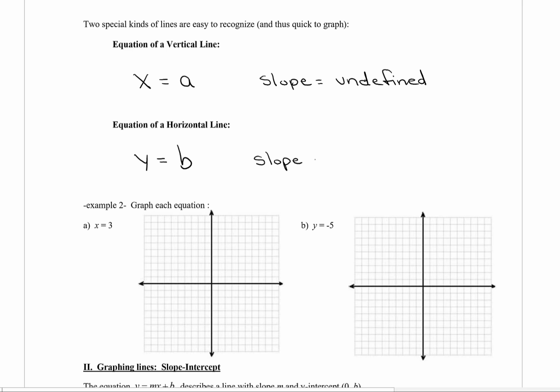Example 2. Graph each equation. A, x equals 3. I'm going to draw 3 tick marks going out towards the x-axis, so from 0 to 3 by a scale of 1. I'm going to draw a vertical line at x equal to 3, and at the top of the line, I'm going to label it with x equal to 3.